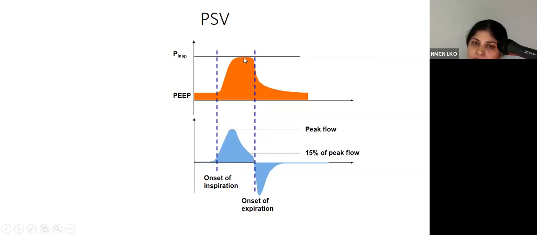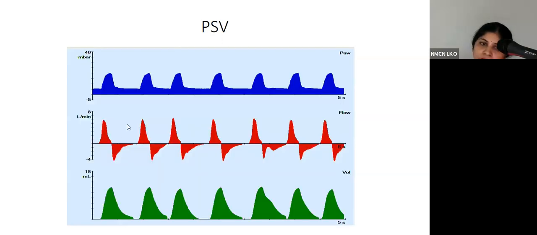So in pressure support ventilation, what is happening? The magnitude of the limit is decided by the user or machine, but initiation of the breath and termination of the breath are both in the control of the baby. So here it is the PSV, right? Here breaths are supported, breaths are initiated by the patient, and the inspiratory time is also controlled by the patient baby. Any issue with this?